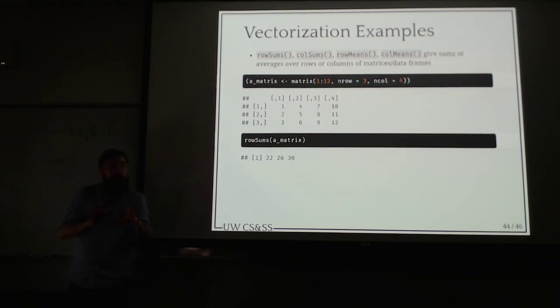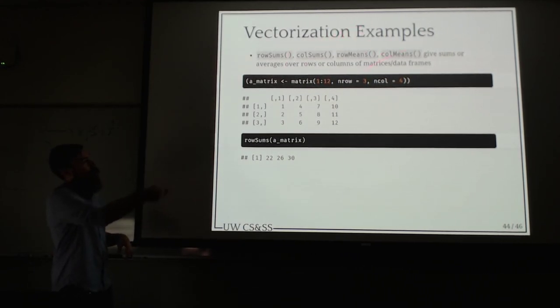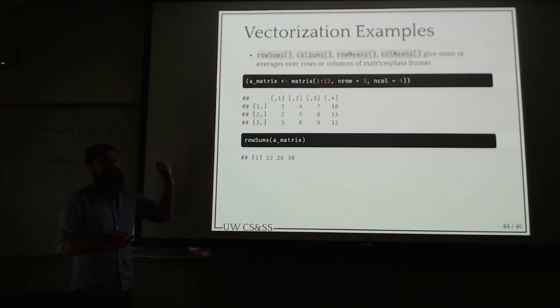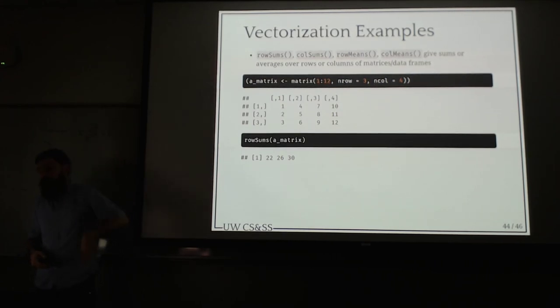and usually also much easier to use than a loop are things like row sums, col sums, row means, and col means. If you want to get the sums across rows or columns, or you want to get the means of rows or columns, you could write a loop to do it. Or you could write a tenth as much code and just call an existing function that does it, which will also do it 100 times faster.